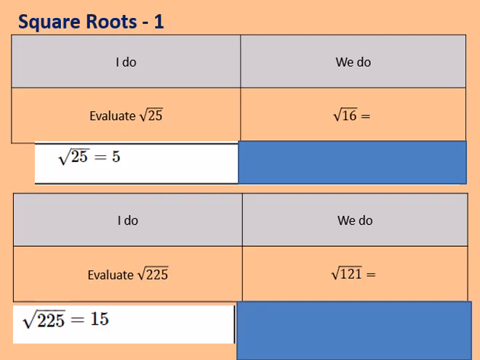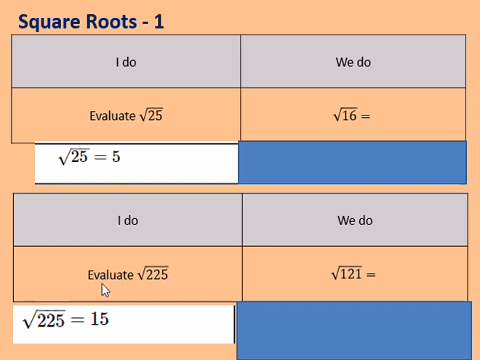So, square roots, building on the skills we've learnt in the past couple of lessons. The first I do is the square root of 25, and we need to evaluate the square root of 25, which basically means to calculate. Remember, this means we need to find the number we times by itself to get 25. So I know 5 times 5 makes 25, so the square root of 25 is 5.